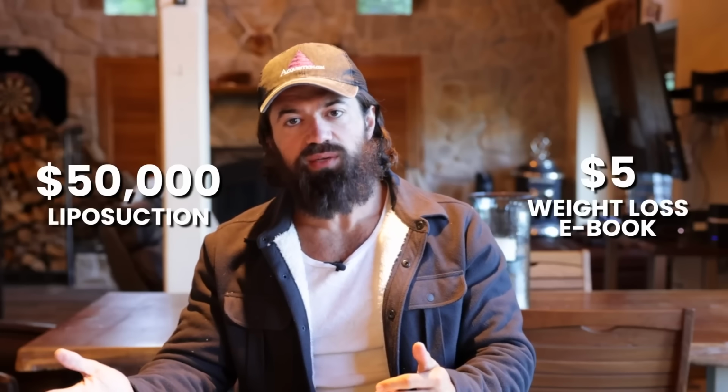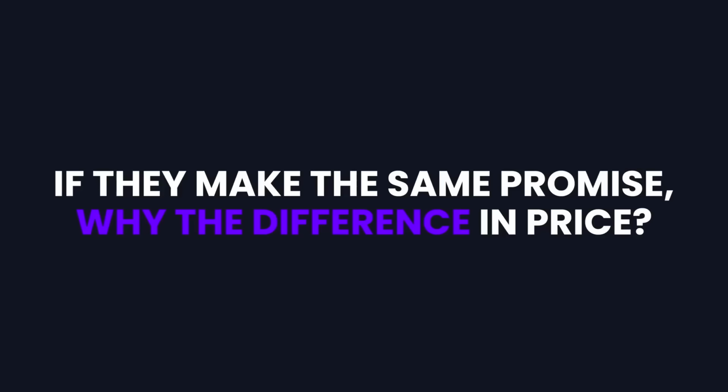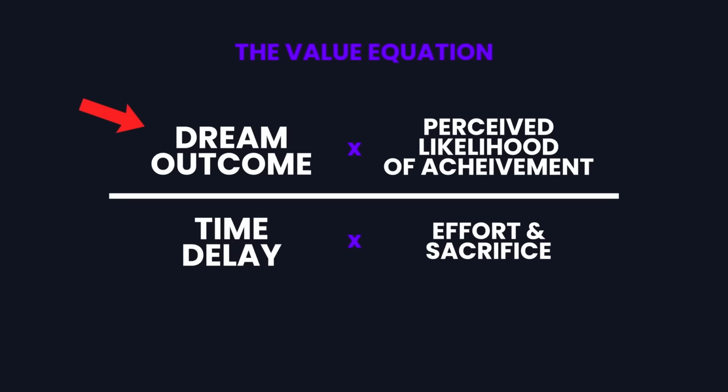So the first variable is dream outcome, and here's how Hormozi explains it. If we were to think about an ideal outcome, let's use weight loss because it's an example that most people can understand. Let's say you have some things that you can sell for weight loss, like $50,000 surgeries for liposuction, and on the other hand, you've got a $5 ebook that promises a skinny tummy. If they make the same promise, which is the dream outcome, number one, how is it that these two things are so different in price? Well, it's the other three variables. Because the dream outcome, people want to lose weight, and so that's unit number one.